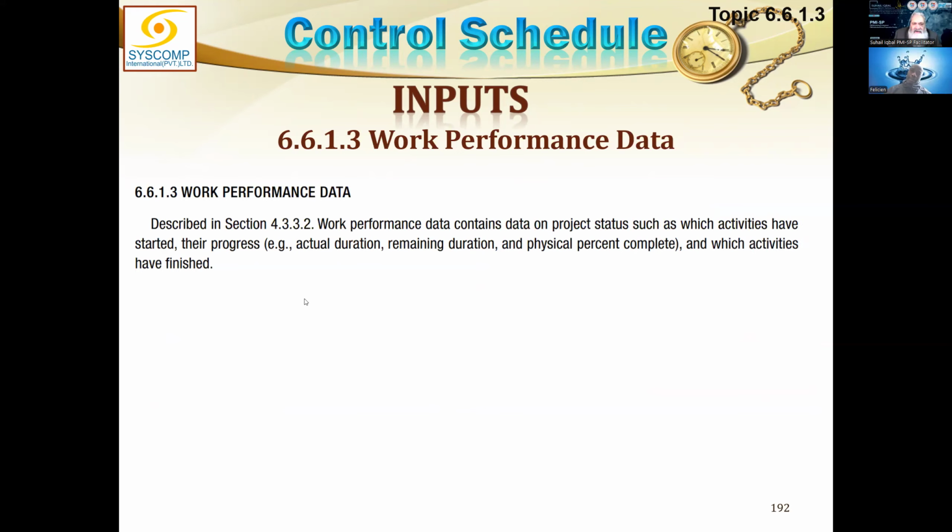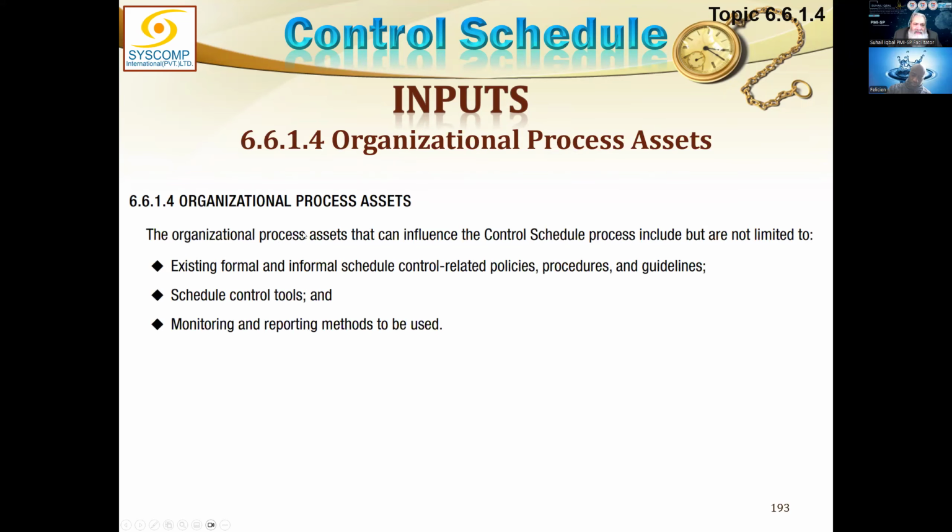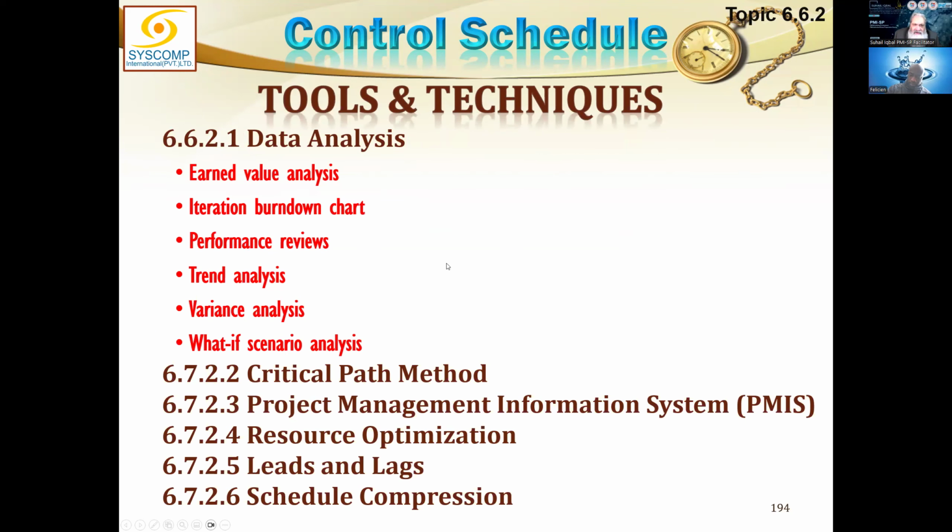Work performance data is the data coming from execution in raw format. It could include what was the actual duration, what is the remaining duration, what is the physical percent complete, the raw data as it comes. Organizational process assets: we could have used many policies, procedures, and all schedule control tools and monitoring and reporting methods, etc. They could have been used for the organizational process assets.